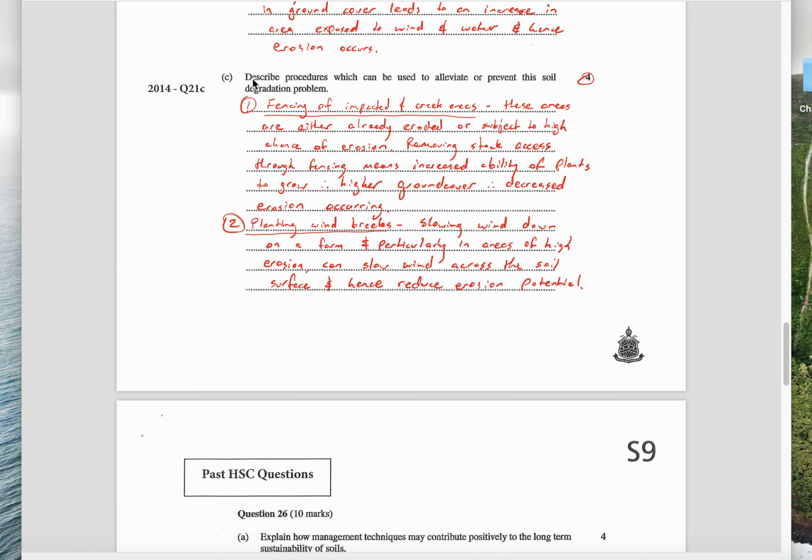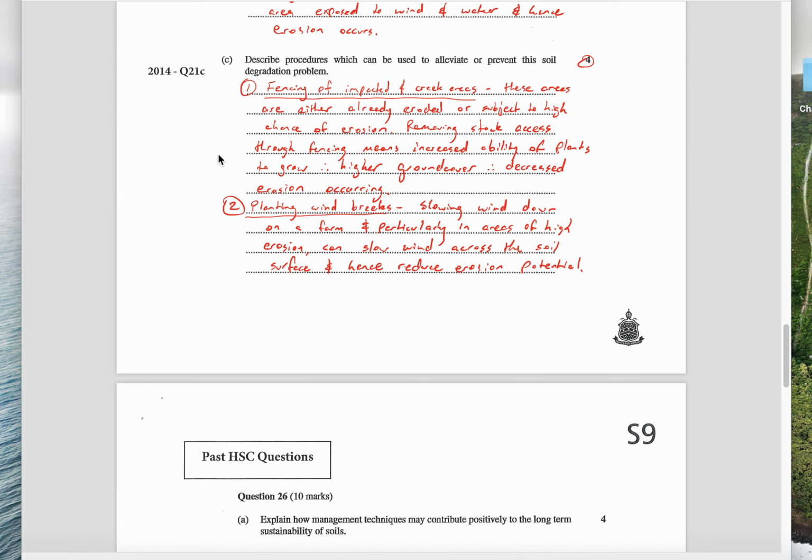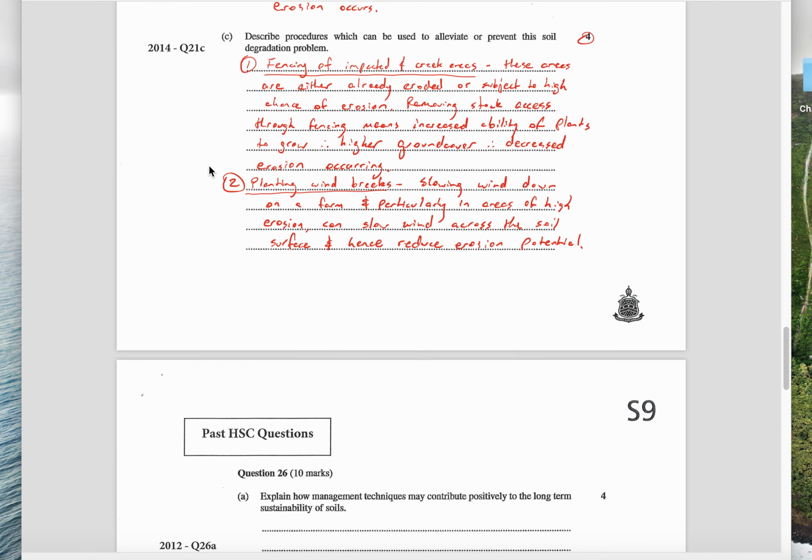This next one: describe procedures which can be used to alleviate or prevent this soil degradation problem. So obviously it's procedures, you need to have 2. I've clearly shown my 2 here. Number 1, fencing of impacted and creek areas. These areas are either already eroded or subject to high chance of erosion. Removing stock access through fencing means increased ability of plants to grow, therefore higher ground cover, therefore decreased erosion occurring.